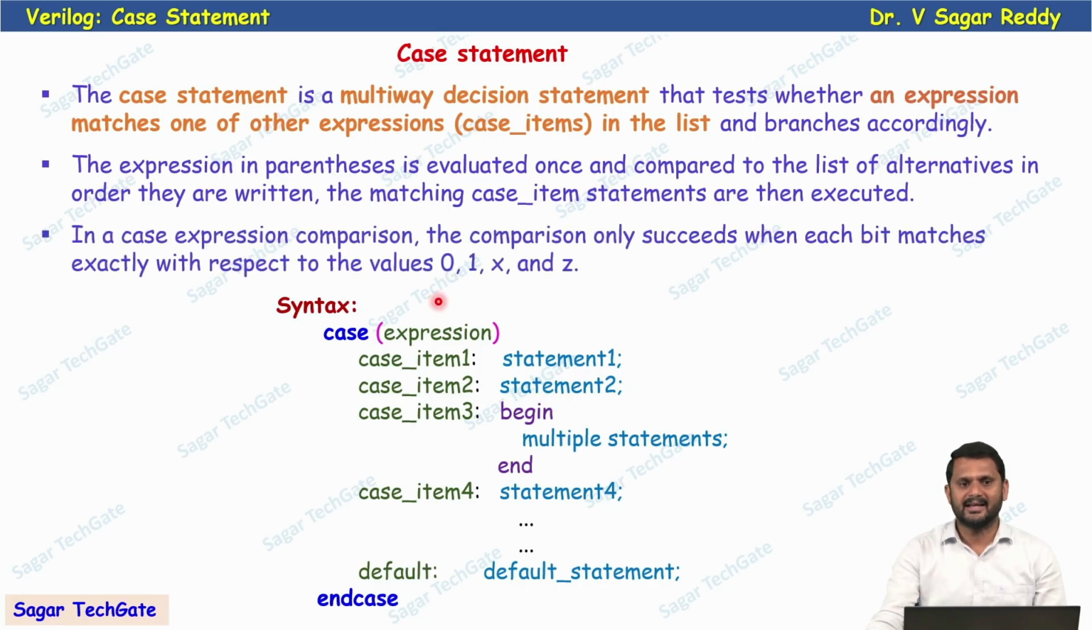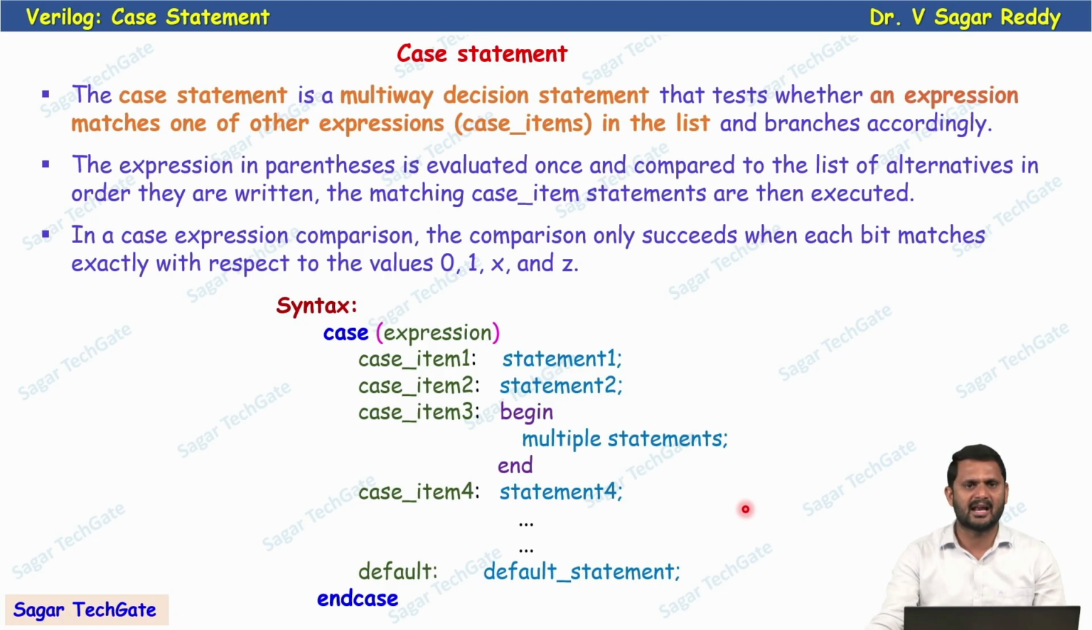In case expression comparison, the comparison only succeeds when each bit matches exactly with respect to the values of 0, 1, x and z. So in a case comparison, it should match exactly with all the bits: 0, 1, x and z. If you want to write multiple statements under these case items, then use begin and end. This is the simple syntax.